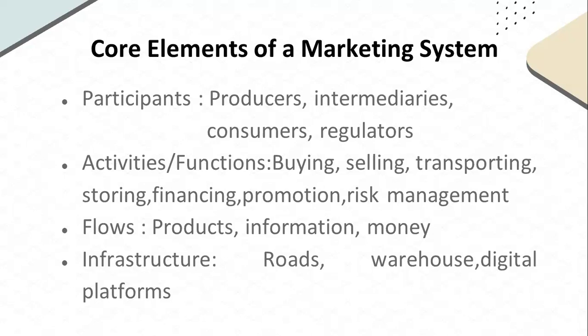So there are participants, activities, flows, and infrastructure in the marketing system. So these are the elements. මේවා තමයි marketing system එකක් ඇතුළේ තියෙන කොටස්, right?